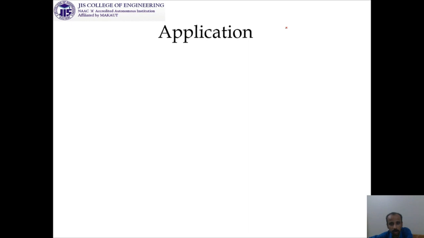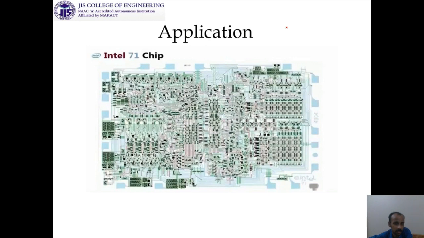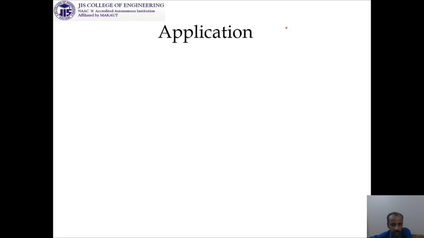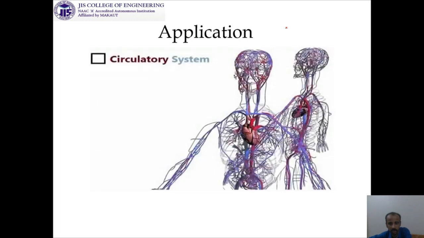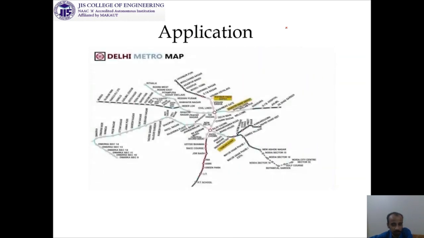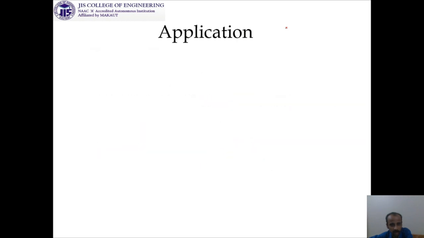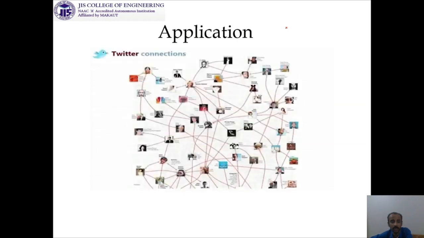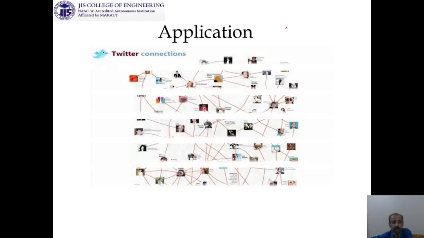So viewers, what is a common part in the following pictures? Your job is to identify that. Let us start. It is an Intel i7 chip. The next one is the circulatory system of the human body. The next one is the Delhi Metro map. What is the next one? This is Twitter connections. So now we have four things.